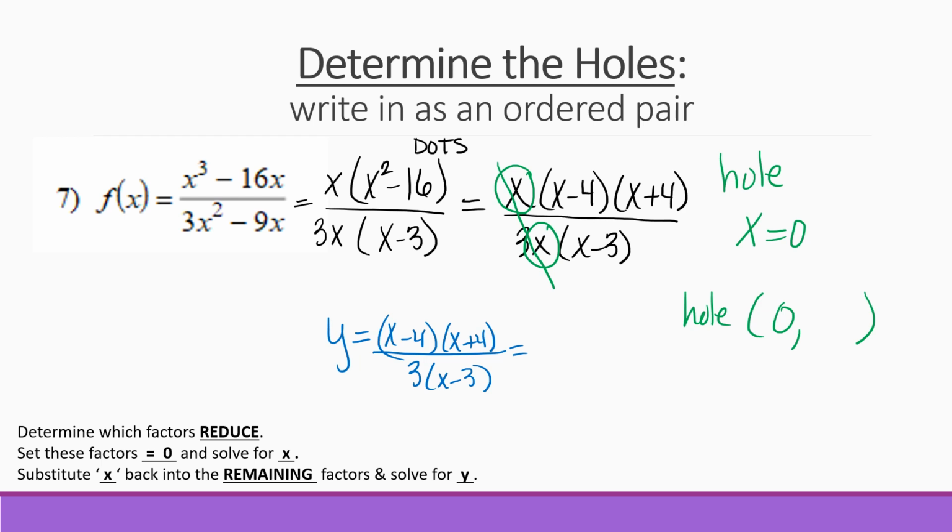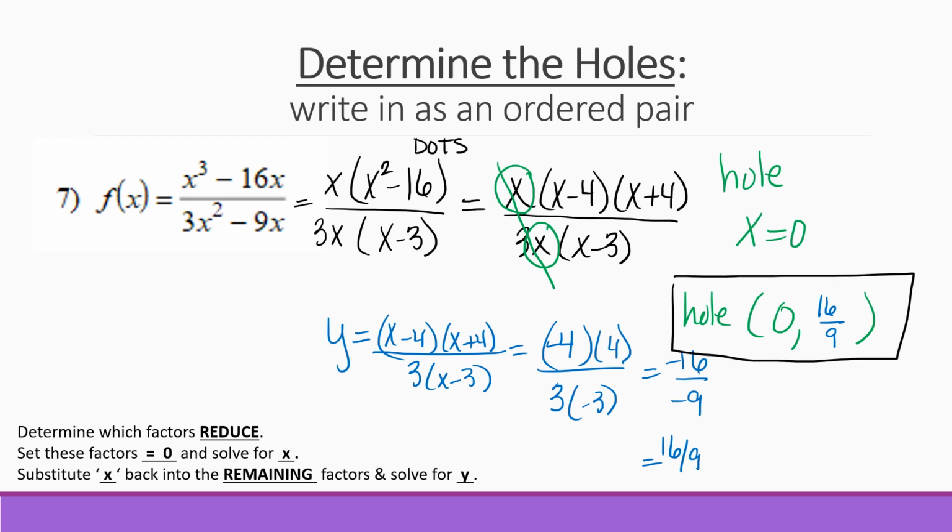So this would give me 0 minus 4, which is negative 4, multiplied by 0 plus 4, which is positive 4, divided by 3, multiplied by 0 minus 3, which is negative 3. So I have negative 4 multiplied by 4 to give me negative 16 over 3 multiplied by negative 3 to give me negative 9, which works out to be positive 16/9. So the hole is actually really a y-intercept as well, which would be the value 16/9. So that's why we won't truly have a y-intercept, because we have a hole that takes over.